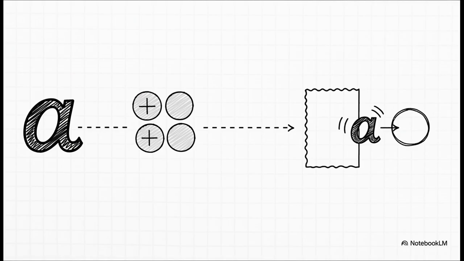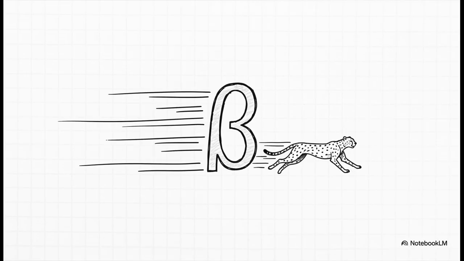An alpha particle is literally a helium nucleus. That's 2 protons and 2 neutrons blasted out of the original atom. And because it's so big and heavy, it's kind of slow. It can't travel very far, and it has almost zero penetrating power. A simple piece of paper is enough to stop it dead in its tracks.